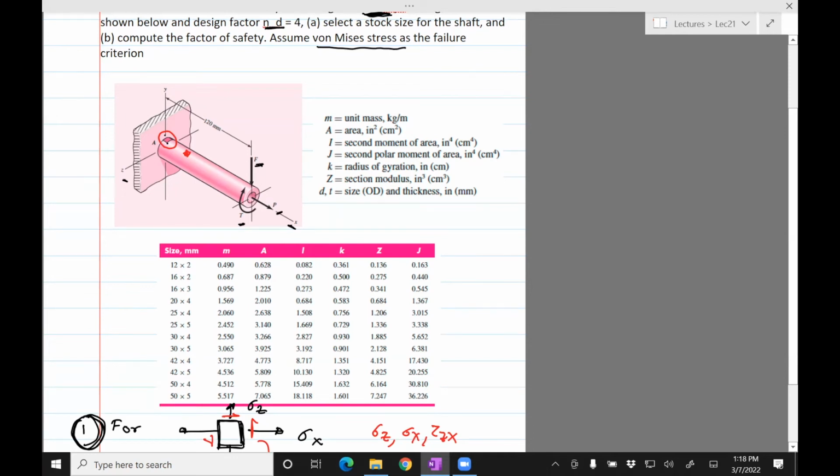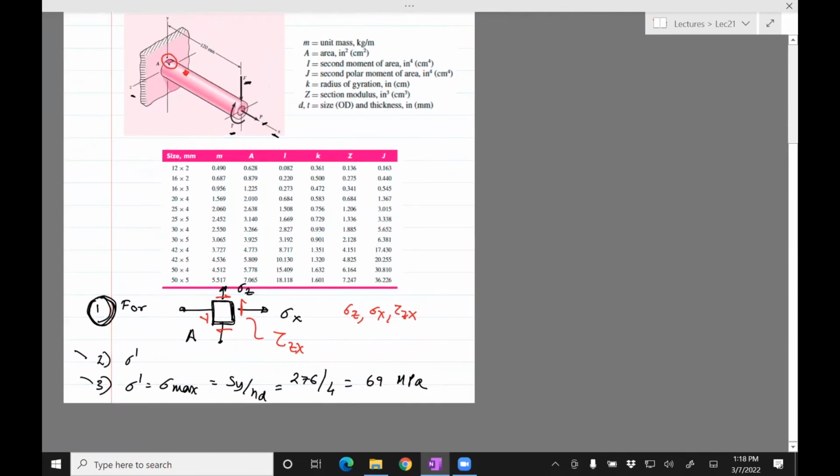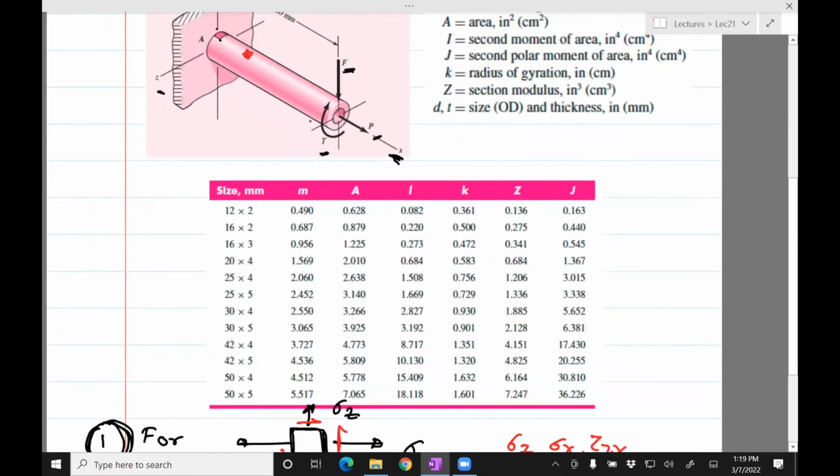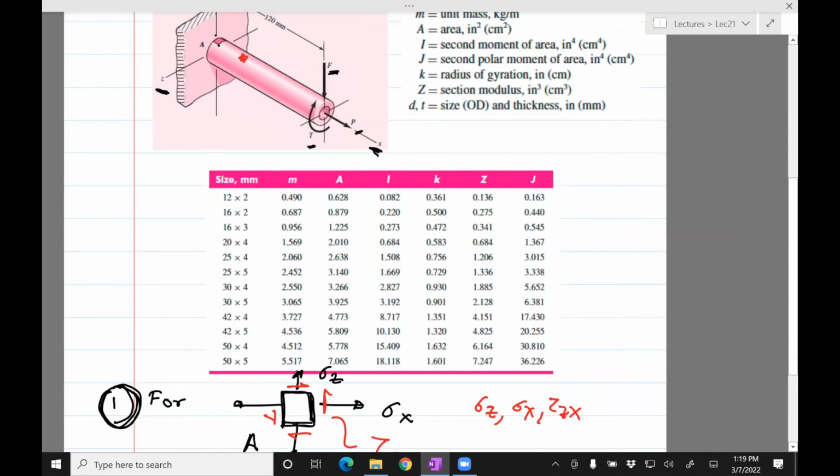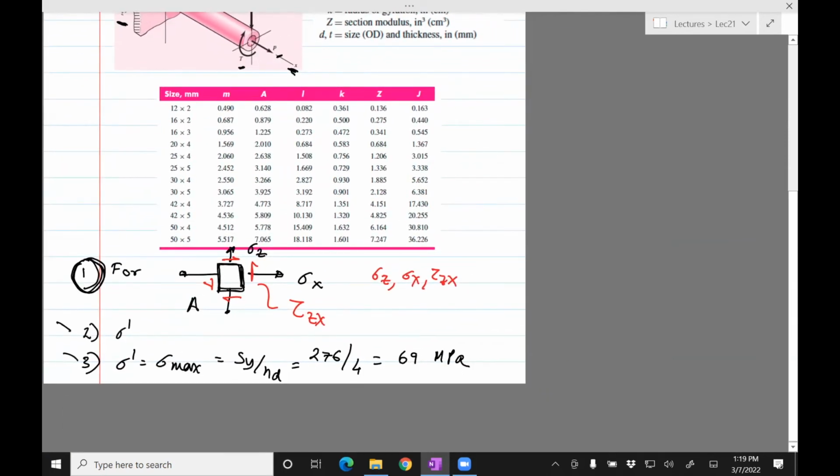So the first step is to do these three things. First, we need to figure out the stresses for the element A, which is shown here. And as I said, that element is on the top. So the top is in the XZ plane. You can see X is there, Z is there. And so it's the XZ plane. So we'll have three stresses: sigma x, sigma z, tau zx, as I've shown.